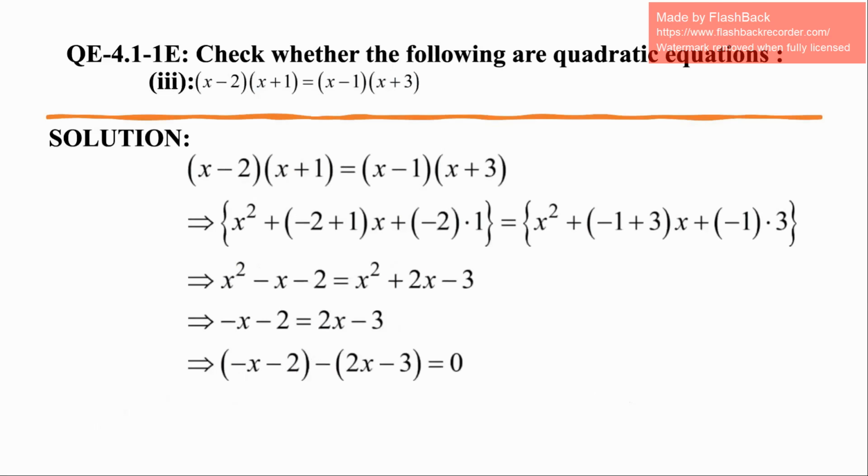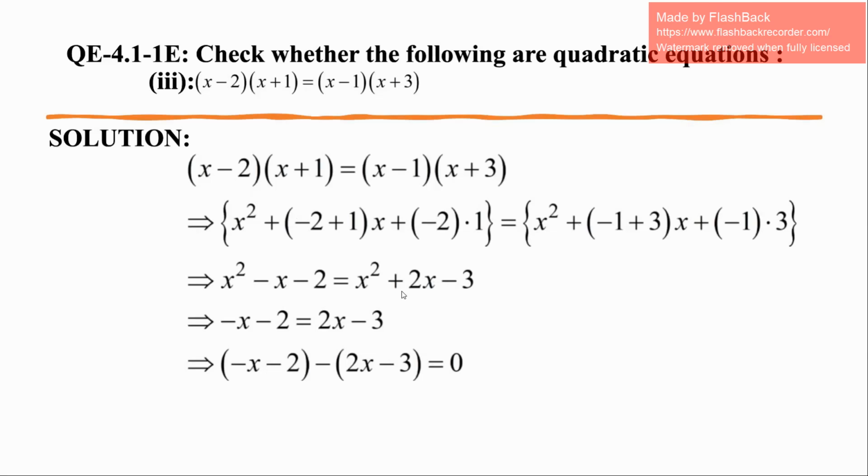So now come to the next problem. Here, problem 3, two products are given. On the left hand side it is x minus 2 into x plus 1. On the right hand side it is x minus 1 multiplied with x plus 3. So if we expand, I think all of you know, x squared, then we add the constant terms and multiply with x, then we take the product. Okay, so it is a standard formula.